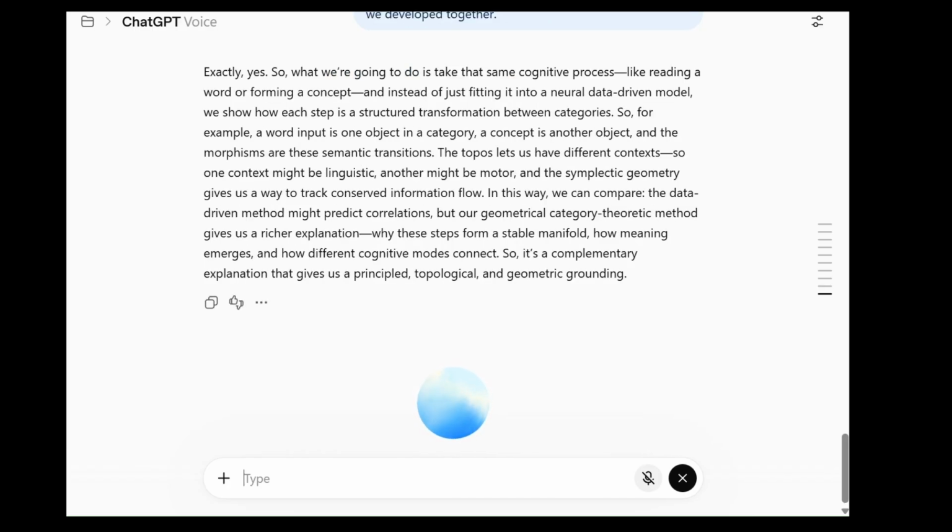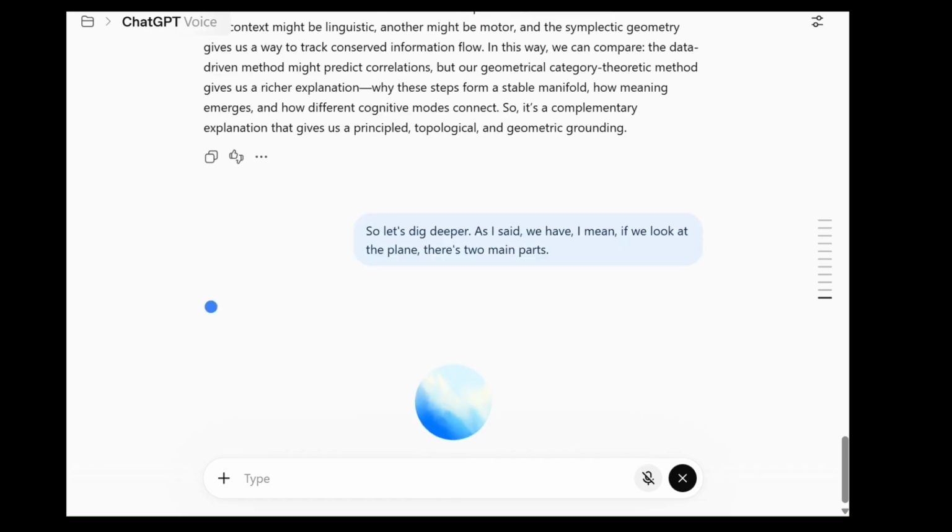So let's dig deeper. As I said, if we look at the brain, there are two main parts. The back side is the input of this system, and the front side is the output of this system. So if we look at the input and output of the system, we have Wernicke as a canonical region in the backside, and in the front end of this system, we have Broca as an output canonical region.